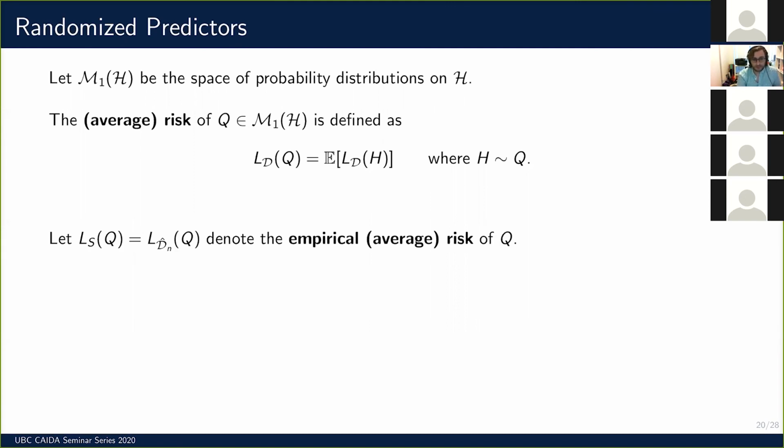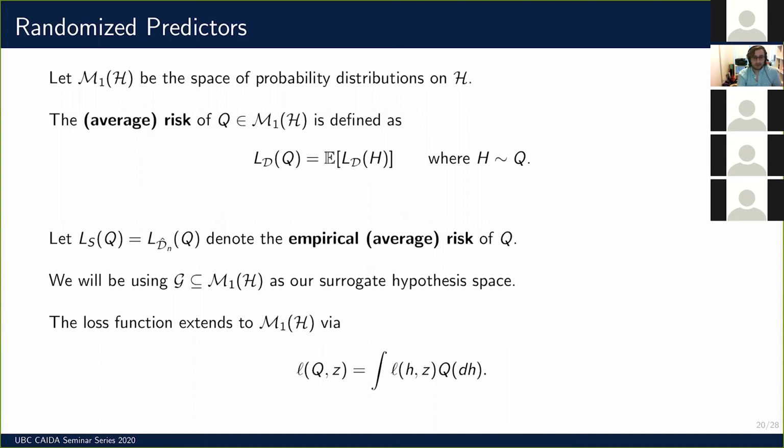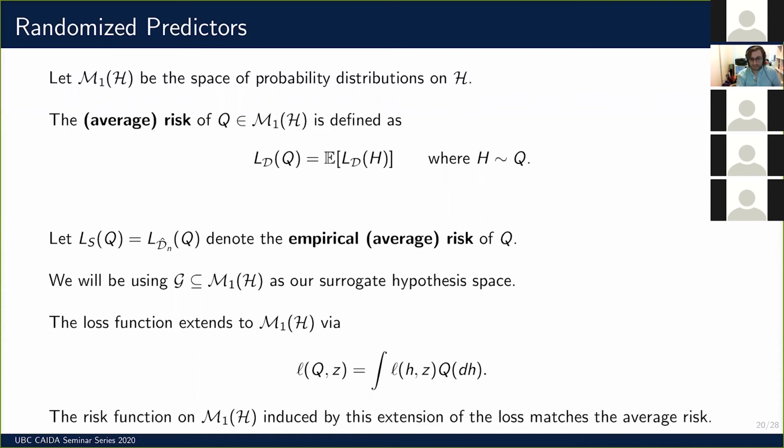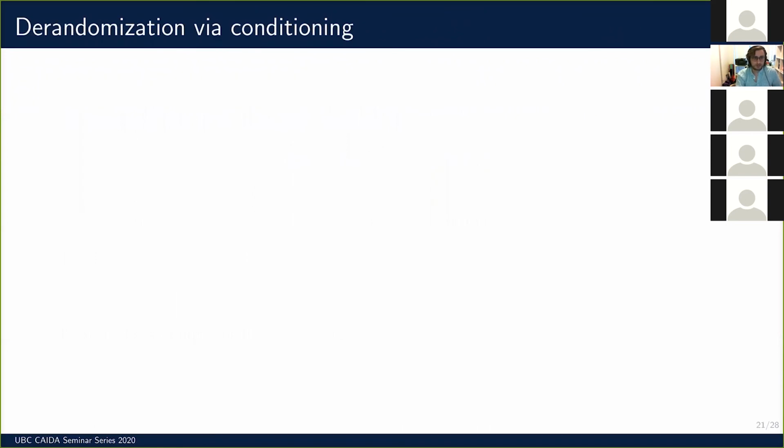And similarly, we can define the empirical average risk of a randomized predictor. And we're going to be picking our surrogate class G to be some subcollection of the space of measures on H. And similarly to how the risk was extended to Q, we can extend losses to Q. And obviously, this type of extension of the loss function will match the extension of the risk function that I described. So now let's talk about derandomization via conditioning.